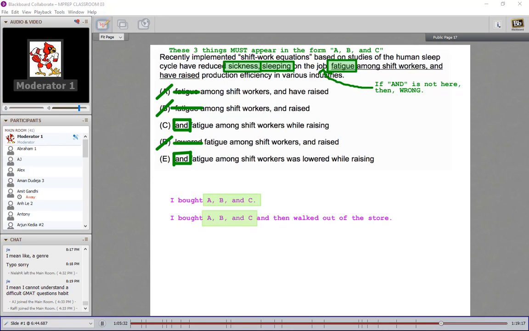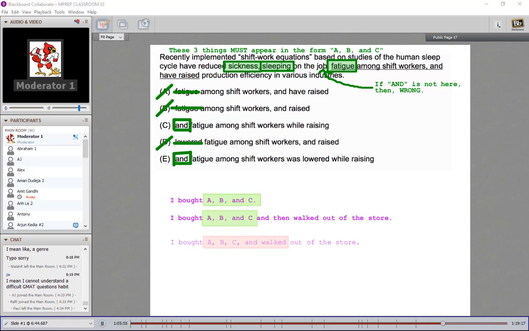Some people try to make these kind of interesting but totally wrong constructions. Like they try to write something like this. This is not a thing. You can't do it, because A, B, C, and walked, those are not parallel things.